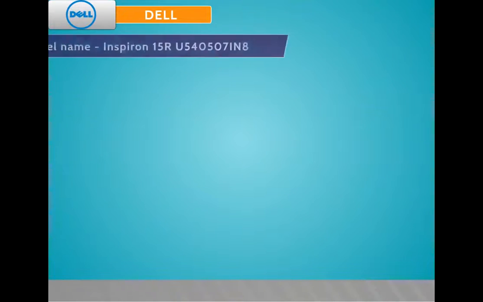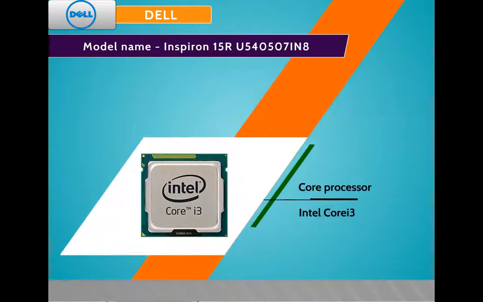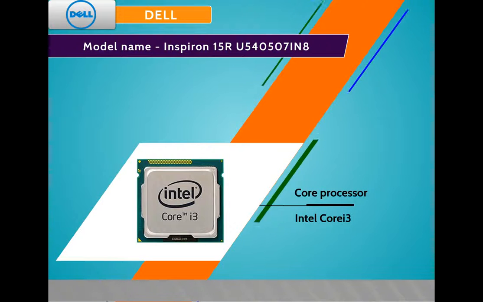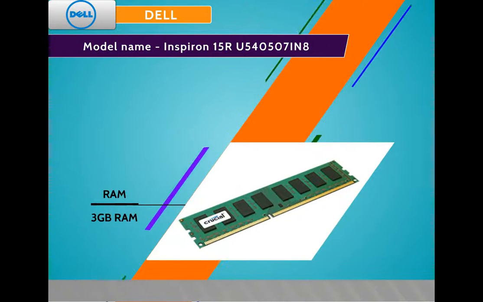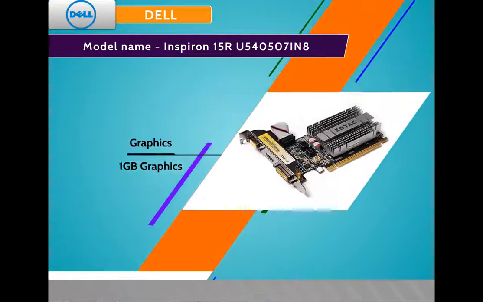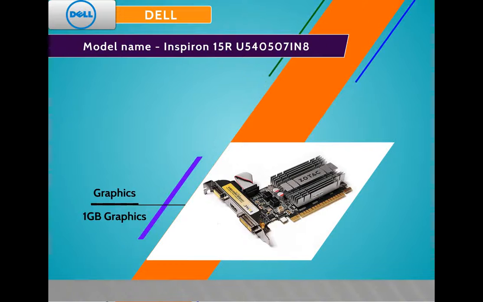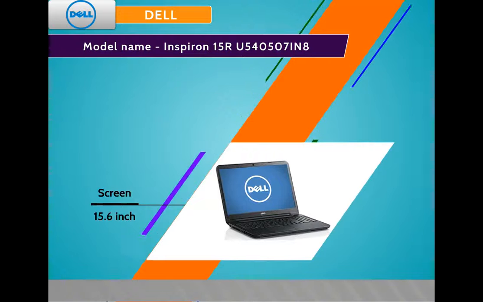Dell. Model name: Inspiron 15R U540507IN8. Core processor: Intel Core i3. RAM: 3 GB. Memory hard disk: 320 GB HDD, Win 7 HP. Graphics: 1 GB graphics. Screen: 15.6 inch.